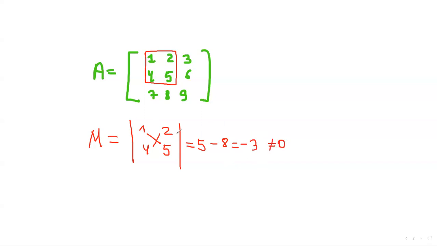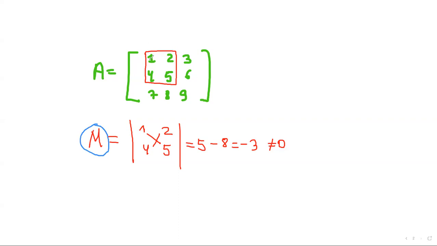So we are interested in minors which are not 0. The minor here is not 0, so we can use this minor for our calculations. In this case, the rank can be 2, but we don't know exactly whether it is 2 or not. We are going to check it. In order to check it, we take a bigger minor, which has this minor in it.